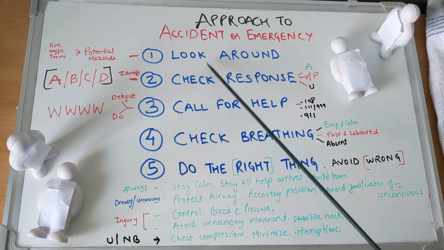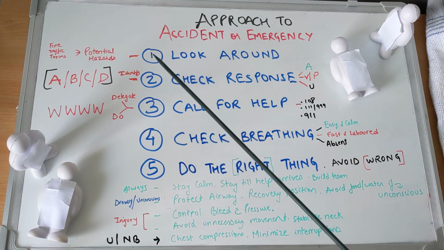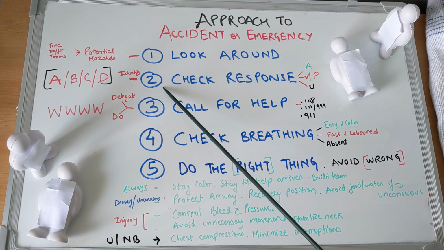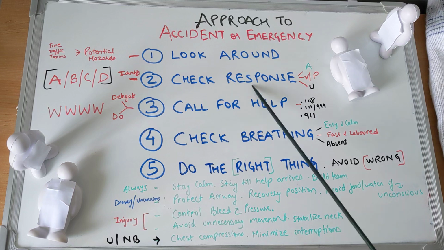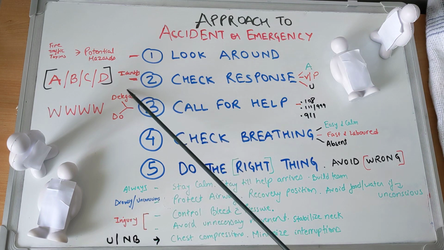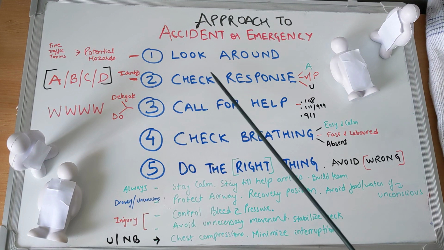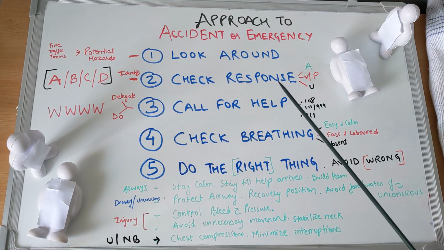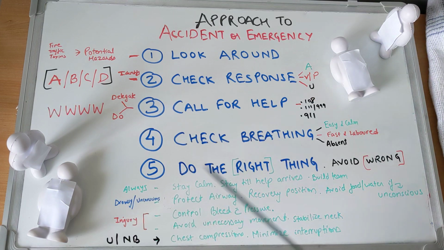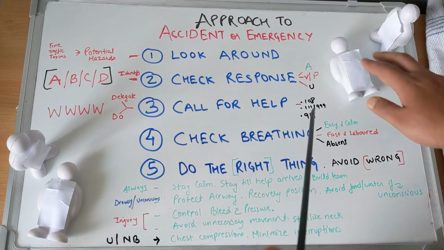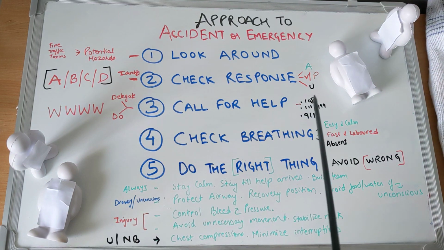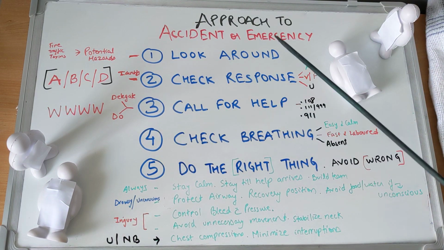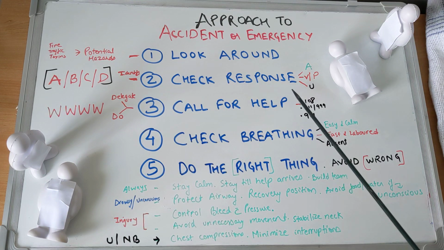So first look around. The second and a very critical, important step is to check the response of the person. And why do we do this? This helps us to identify a life threatening emergency. Now I'll tell you how we can do that just by checking response. Checking response means we go and tap on the person's shoulders and say, "Hello, are you okay? What's the problem?" and see how they respond.